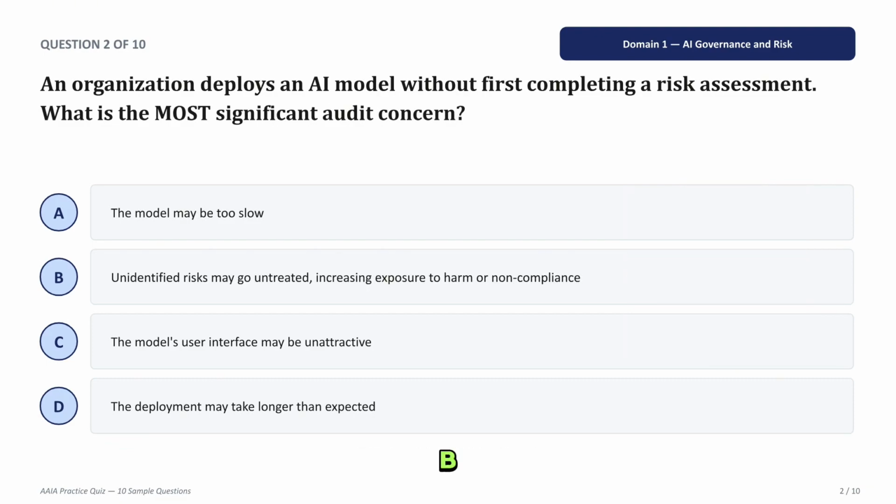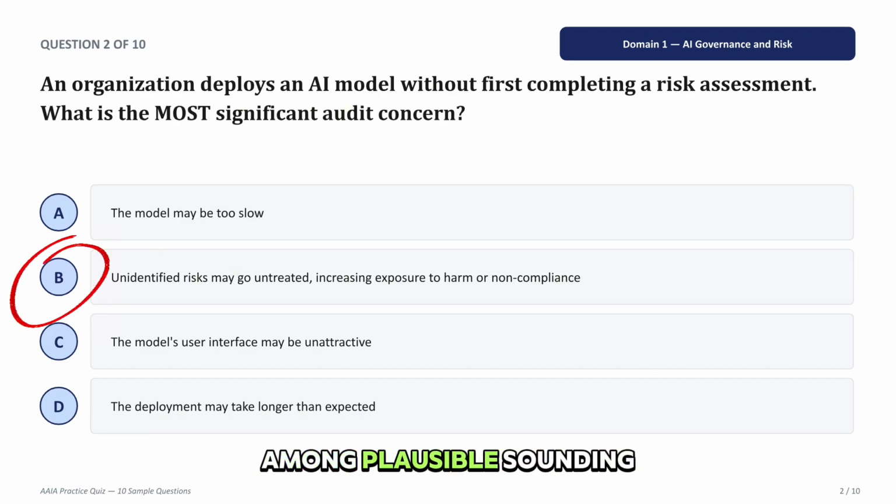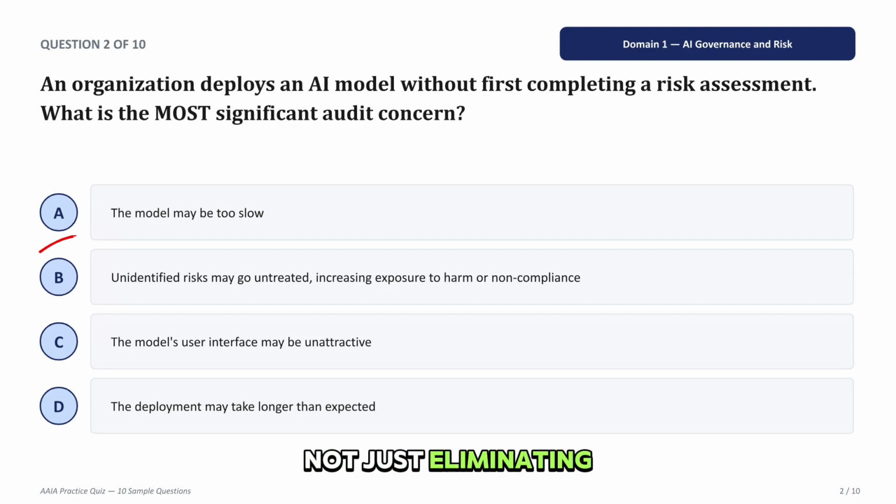The answer is B. This one's designed to filter out the obviously wrong answers. But the real skill AAIA tests is picking the best answer among plausible-sounding ones, not just eliminating the silly ones. That distinction trips people up more than you'd think.